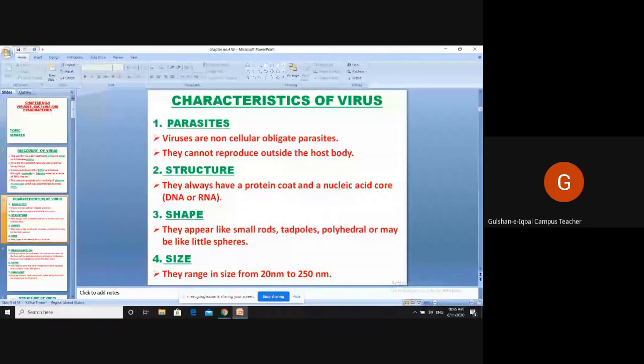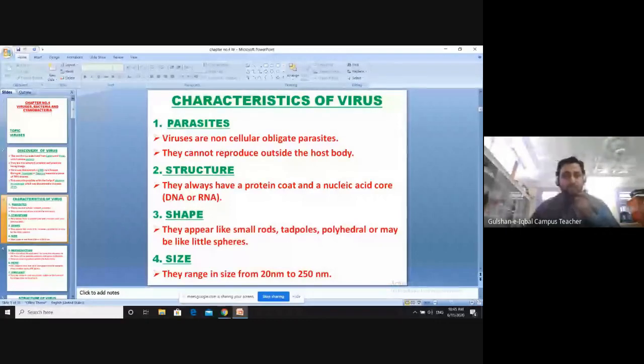Now, what is the structure of the virus made up of? The structure of virus is made up of a protein coat and a nucleic acid core. Okay, the protein coat is normally known as capsid, and the nucleic acid core may be DNA or maybe RNA. They can be deoxyribonucleic acid or they can be ribonucleic acid. So one of the two nucleic acids will be present in them, and the protein coat will be present in them. Okay, that is the structure of the virus.